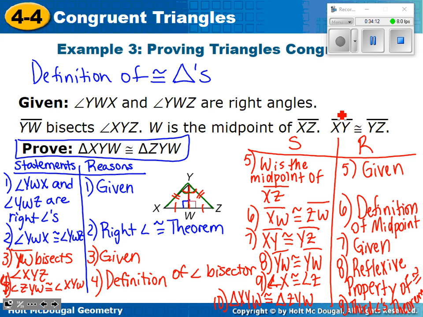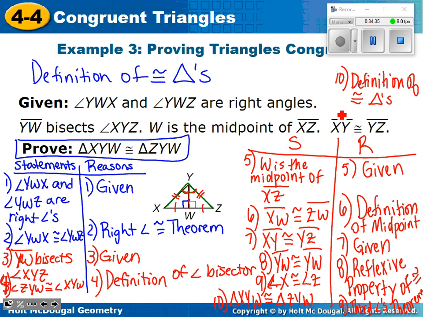Exactly, and the only choice you have today to prove triangles congruent, so there's no wondering or guessing. And I ran out of room here, so I'm going to come up here for my reason. Number 10 is definition of congruent triangles. So it's long, but is it making sense? Okay.